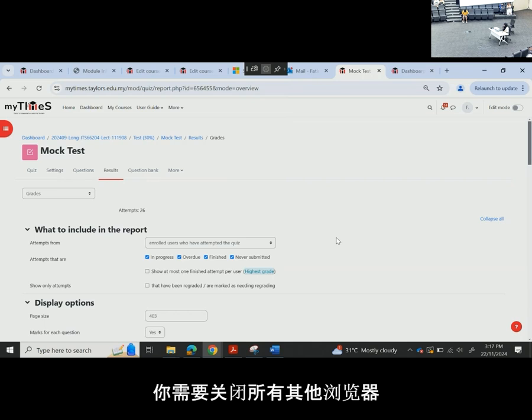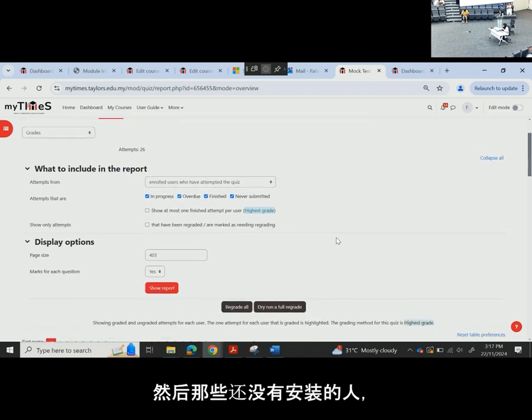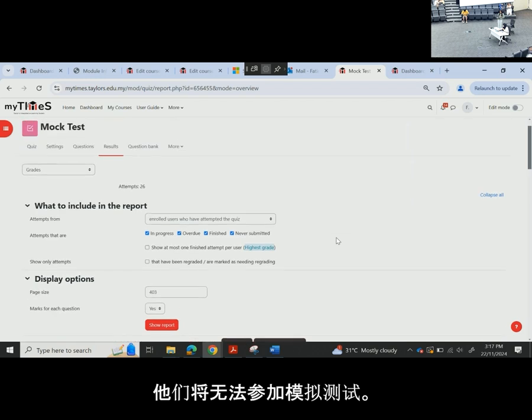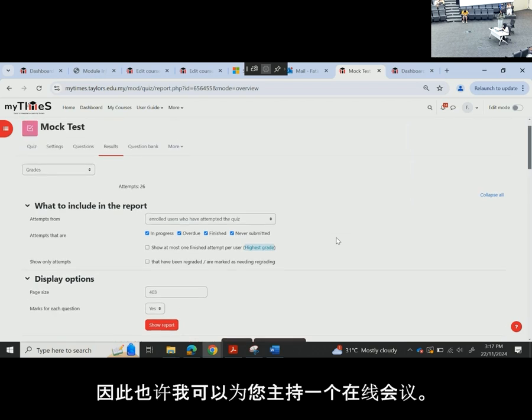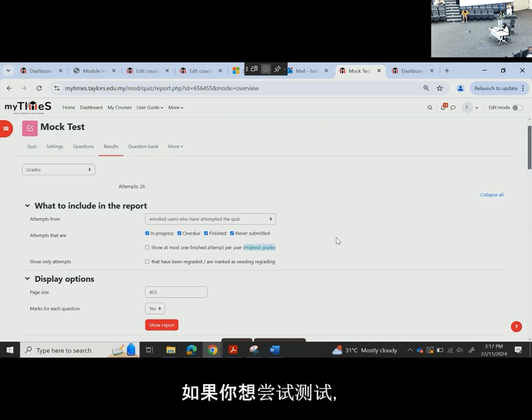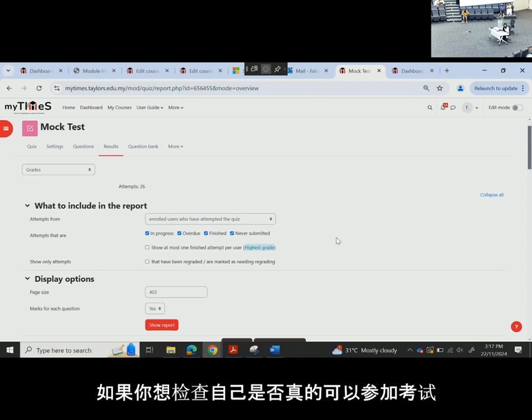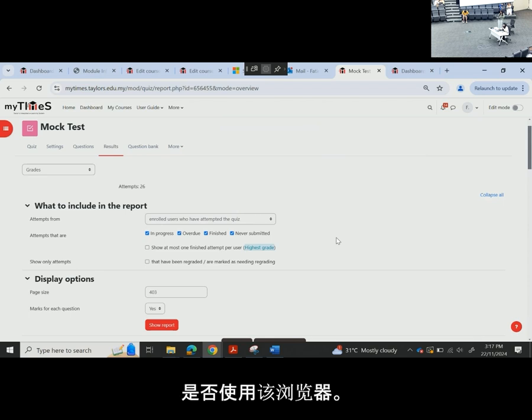And you will need to close all other browsers except for MyTimes when you work on this for your test. I will post this as an announcement on MyTimes as well. Those who have not installed now will not be able to attempt the mock test, so maybe I'll conduct an online session for you. I'll post it on MyTimes if you want to check whether you can actually attempt the test using this browser. But have it installed before your test.